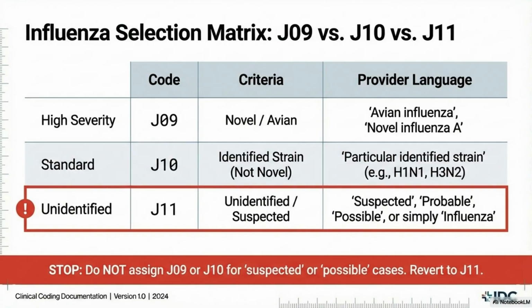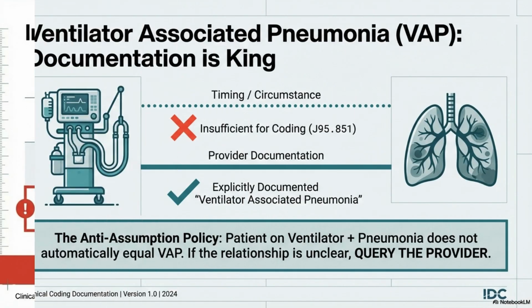J11 is the we're-not-sure-yet lane. This covers cases where the strain isn't identified or the provider documents terms like suspected, probable, or possible influenza. And the key rule to remember: if the case is suspected, you cannot use J09 or J10. Suspected influenza always defaults to J11.